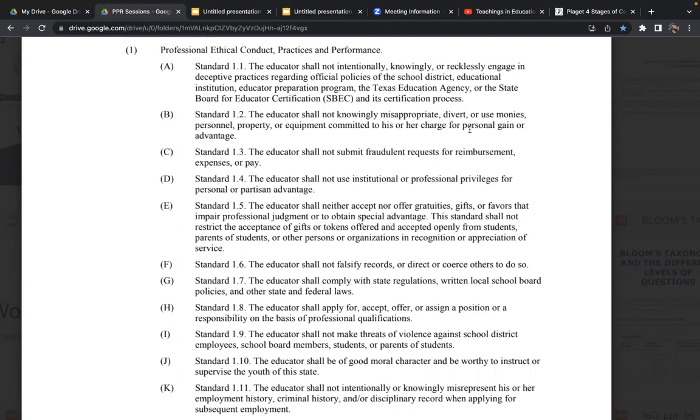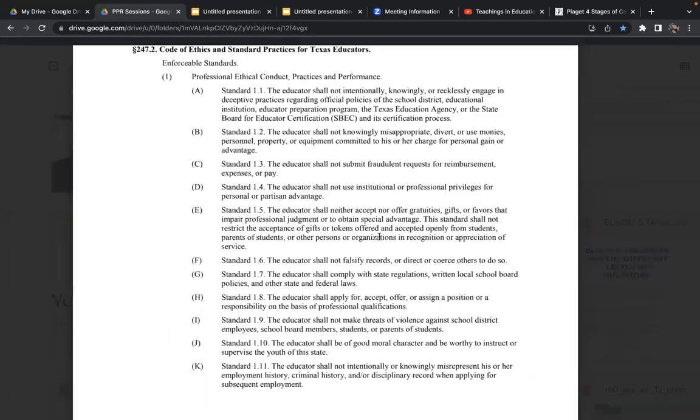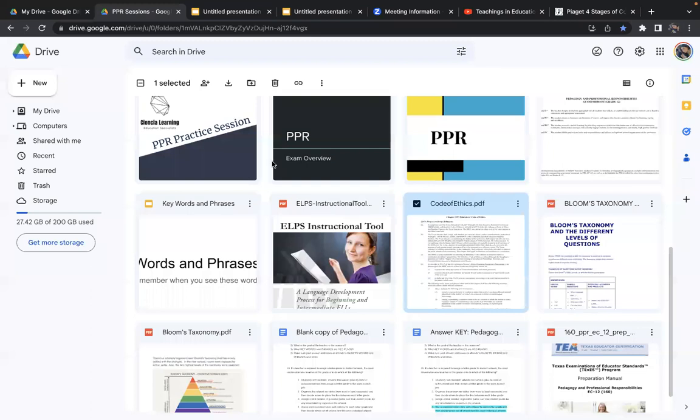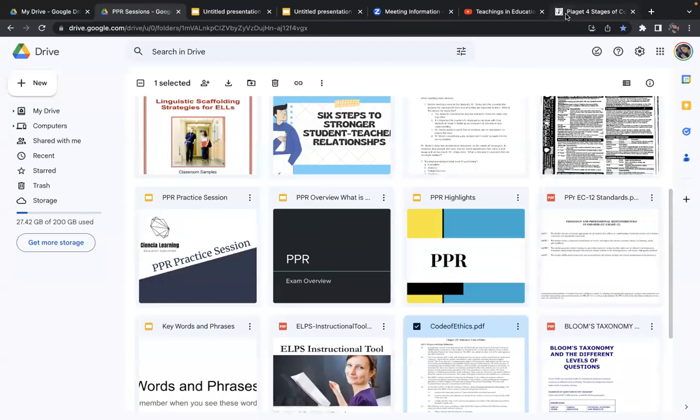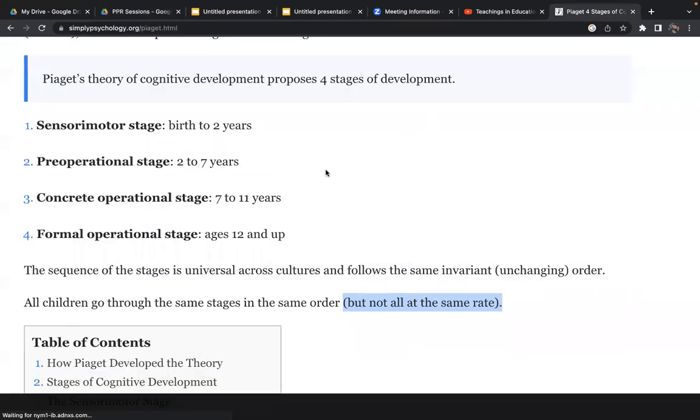So yes, you would use this document to read our code of ethics. What are we ethically supposed to do and can or cannot do?